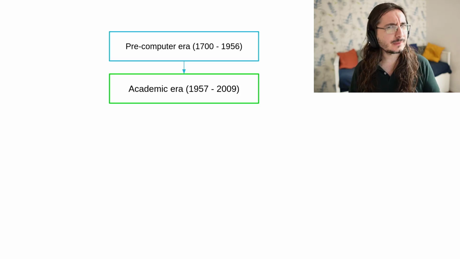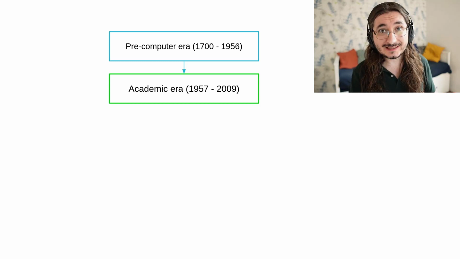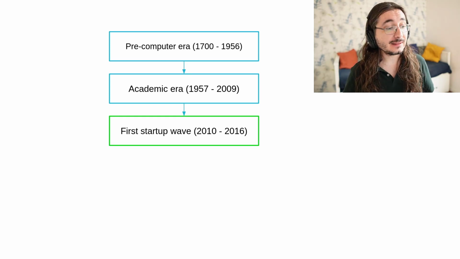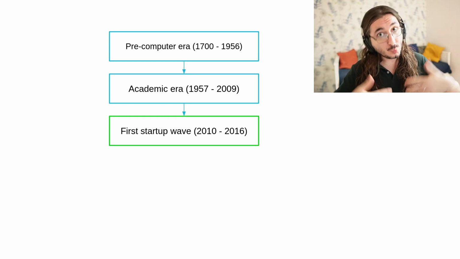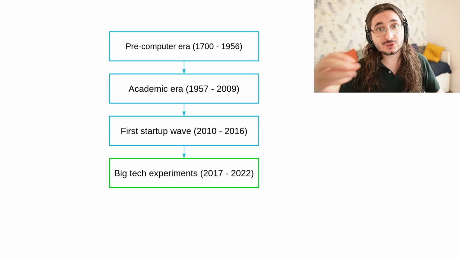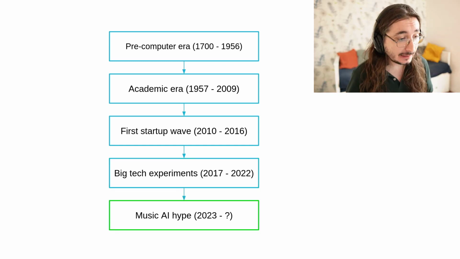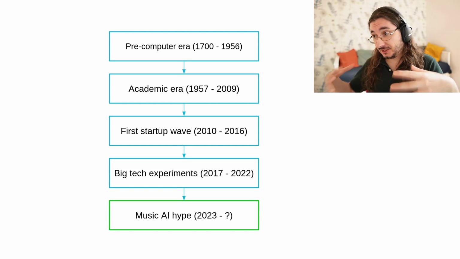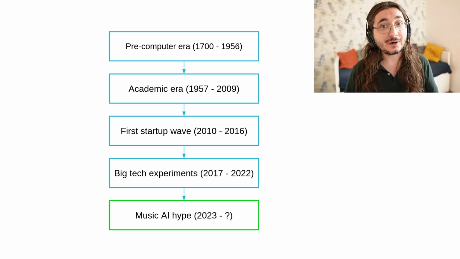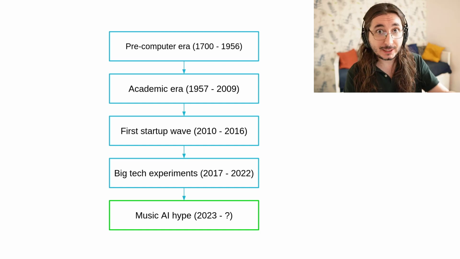The second era is called the academic era. It lasts for 50 years and it arrives until 2009. Then we have the third era, and I call this the first startup wave. After that, from 2017 until 2022, we have an era that I call big tech experiments. And finally, starting from this year, the year I'm publishing this video, that's 2023, we have an era of music AI hype. So let's dive into each one of these eras and break them down.